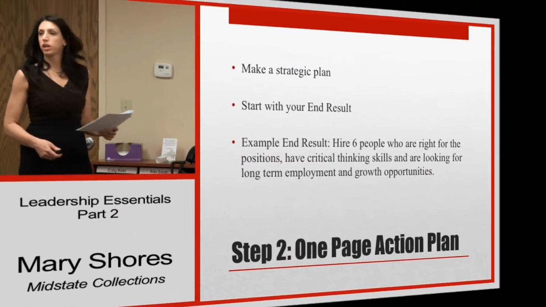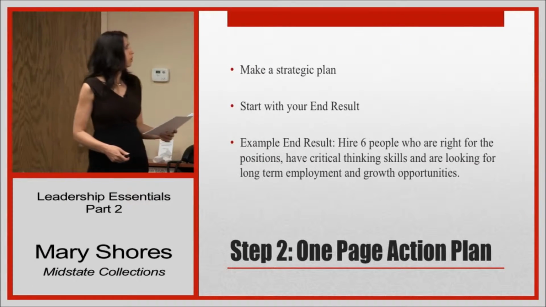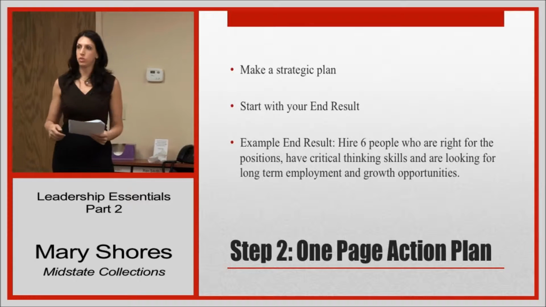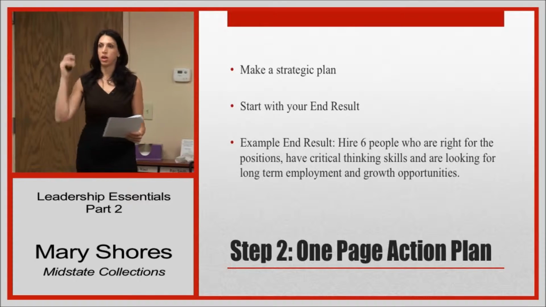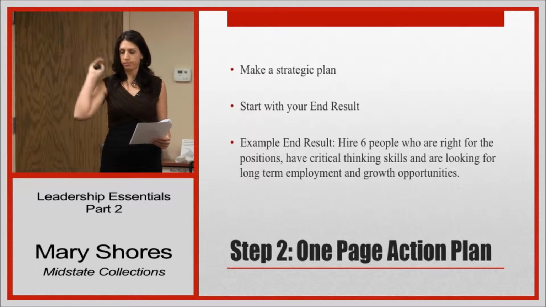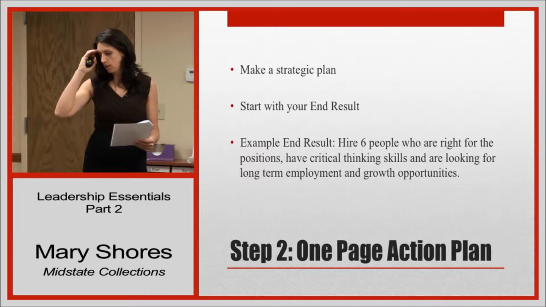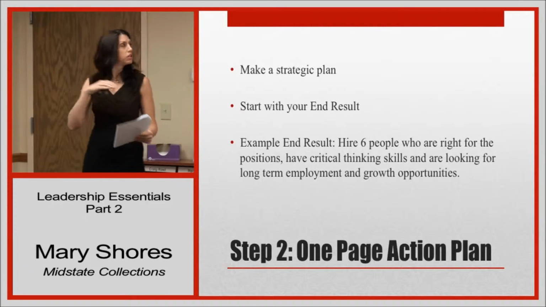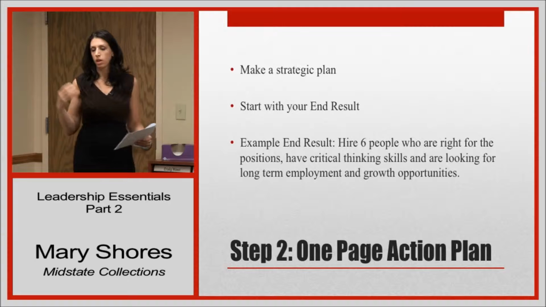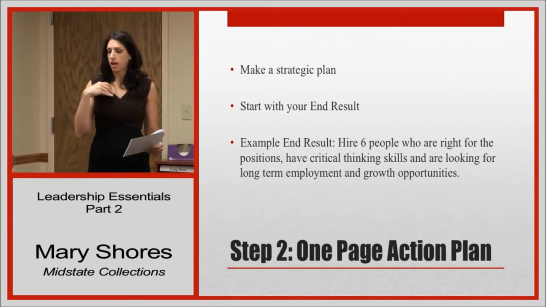So what we're going to do is create a strategic plan. We're going to start with the end result. That's what I mean by end result thinker: I know my outcome. And we're going to take this end result thinking to create the strategic plan. We're going to do it Mary style.